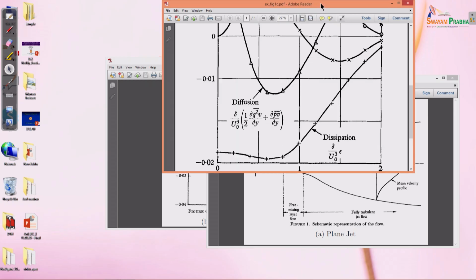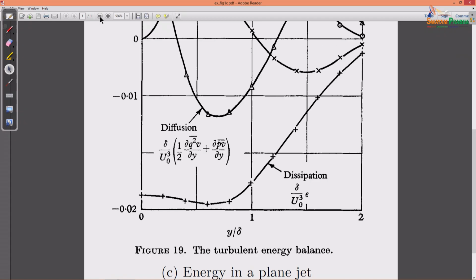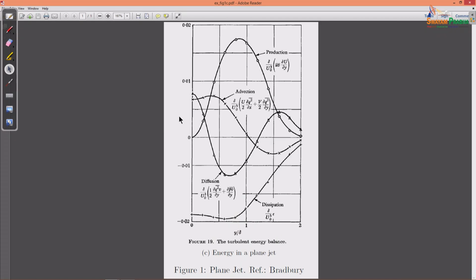Now, we have this plot here. So the energy in a plane jet, and we have all these plots here. For example, we have a plot with the circle markers, labeled as production. Then we have another plot which is advection. Then you have this plot which is diffusion. And then you have another one which is called dissipation.